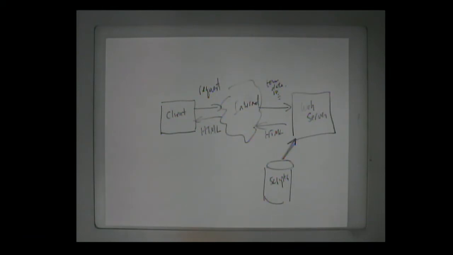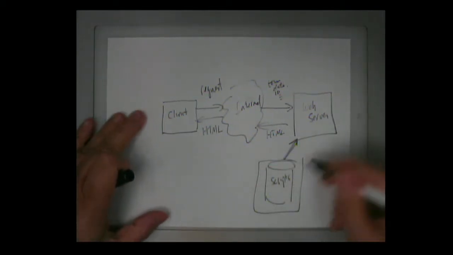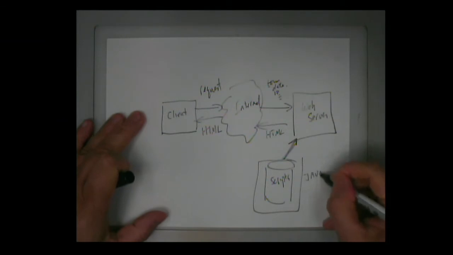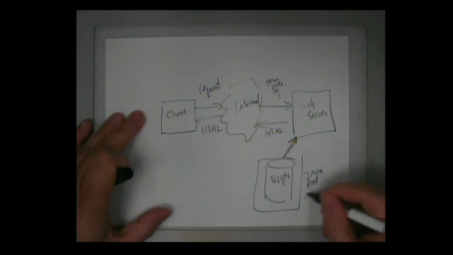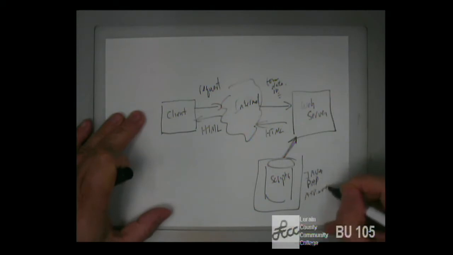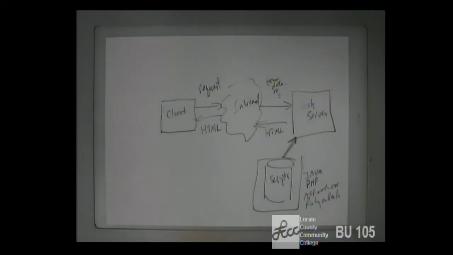And you can use Java as a language for these scripts. Okay? There's any number of different other methods that you can use too. PHP, ASP.NET, using C Sharp, Ruby on Rails, and so on. All right, these are all different ways that you can use to create web pages dynamically.